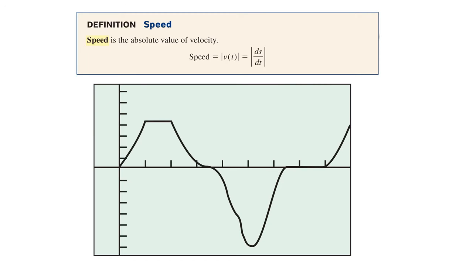So let's use our idea of speed as the absolute value of velocity to interpret this graph. This is a velocity graph. And how we generate these is, let's say we have a motion detector, and the student walks around in front of the motion detector, and it records their velocity at 1 second intervals for 36 seconds.